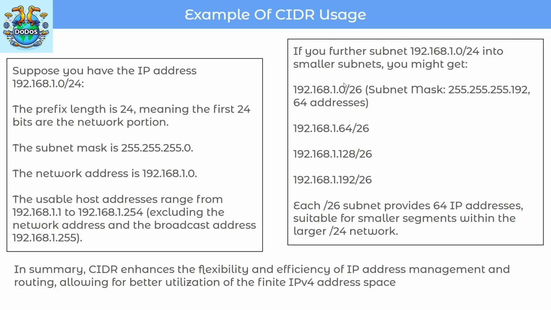So if you further subnet this, then you could break it into smaller pieces, and you would get 192.168.1.0/26, which makes a subnet mask that, and it gives you 64 addresses, but then you can break it into more subnets. So each /26 subnet provides 64 addresses, so suitable for the smaller network segments within the larger /24 network. So basically, it enhances the flexibility and efficiency of IP address management and routing, allowing for better utilization of the finite IPv4 address space that exists.